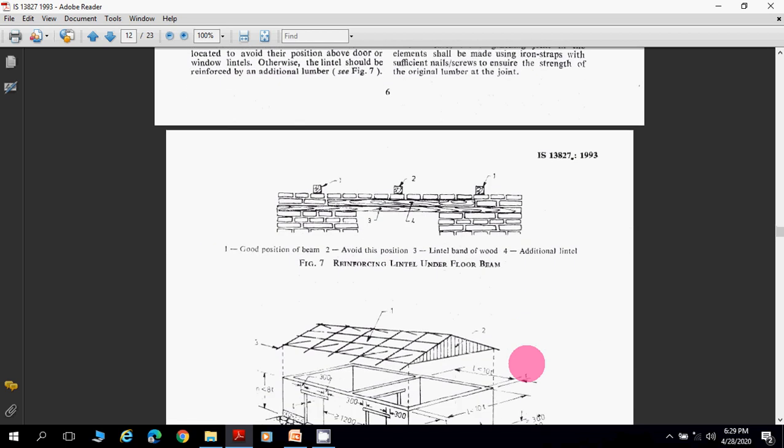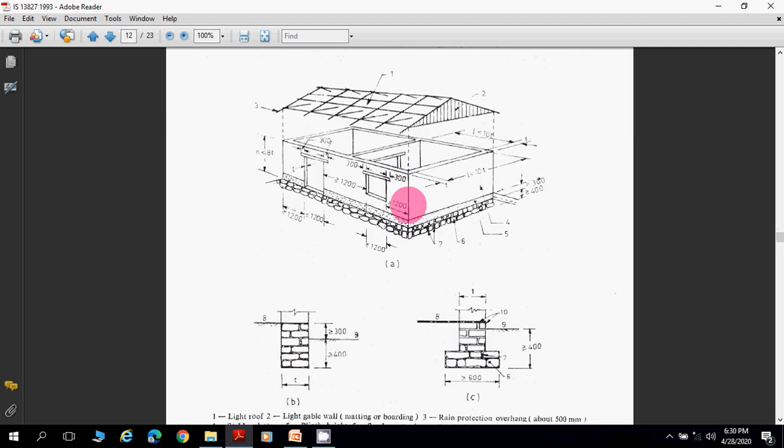And this is the reinforcing lintel under floor plan. If the beams are provided at this position and at this position, then it will be a good position, and if the beams are provided at position number 2, just above the windows or doors or openings, then it will be avoided. Number 3 is the lintel beam, and number 4 is the additional lintel beams provided.